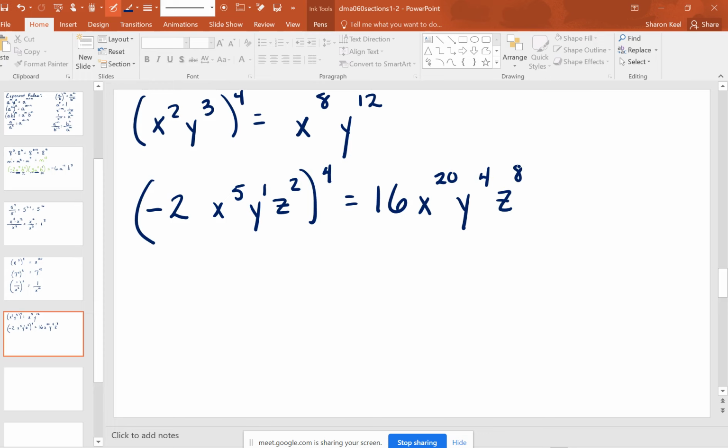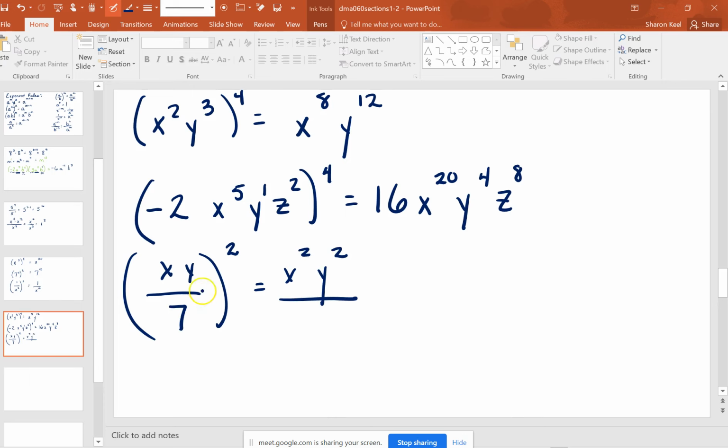If we happen to have this same scenario, and let's say we have x, y over 7, and all of this is squared. So that means our x is going to be squared, our y is going to be squared, and for the 7, 7 squared is going to give us 49.